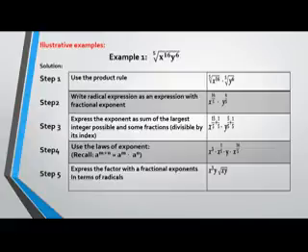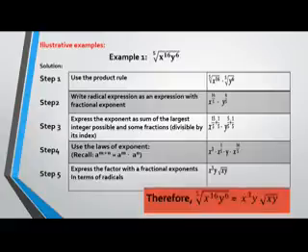Next, our step is to express the factor with a fractional exponent in terms of radicals. So we simplify the fractional exponents in order to get our final answer. So this will become x cubed y, the square root of xy. So the fifth root of x to the power of 16 y6 is just equal to x cubed y, the square root of xy.